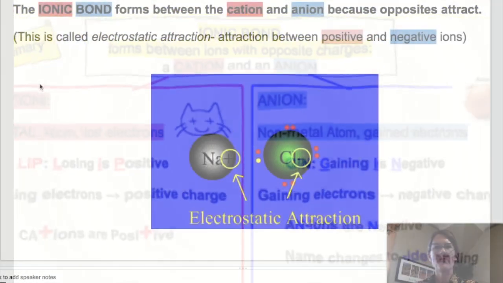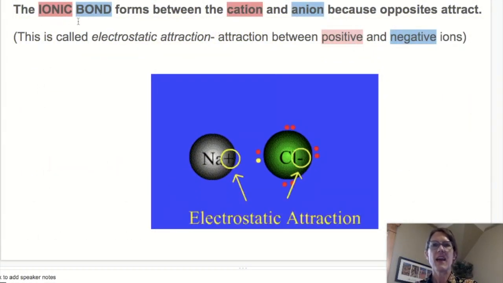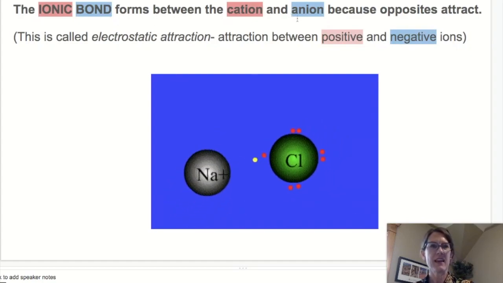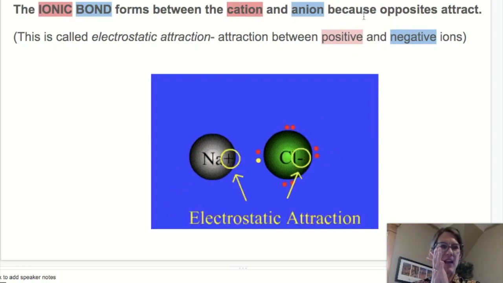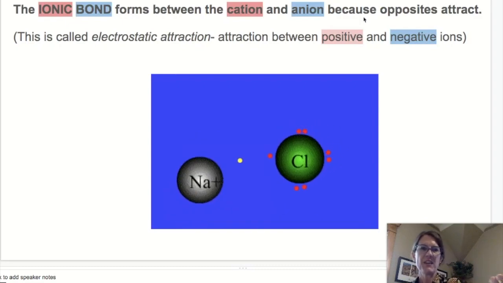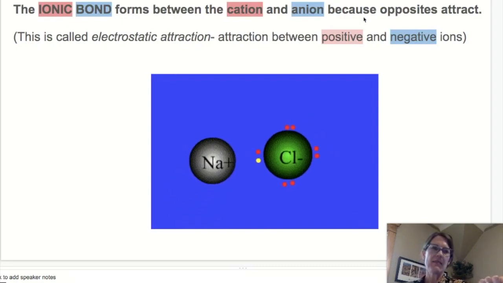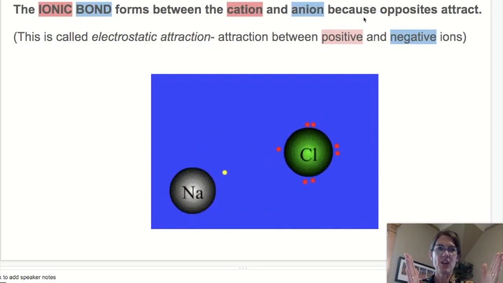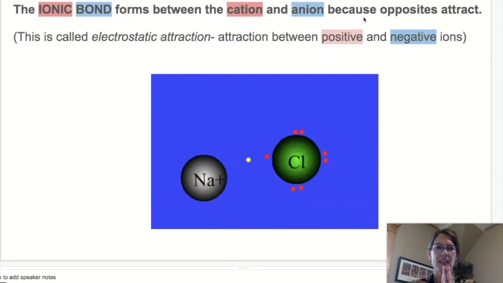So one more important thing is the ionic bond actually forms between the cation and anion because opposites attract. So when you have a plus one and a negative one, they stick. If you remember with covalent bonding, they were sharing electrons, and that's kind of what held them together. But now they're not really sharing, it's transferring, but that makes them have opposite charges, and so they stick.